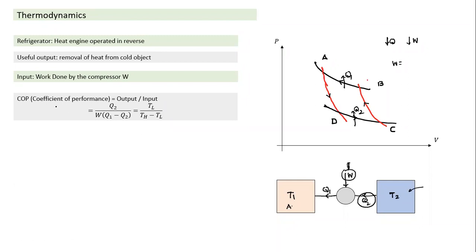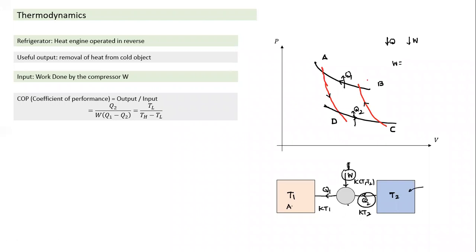So when we talk of a refrigerator, we don't talk of efficiency, we talk about coefficient of performance, which is output by input. Output is Q2, input is W. And if I put it in terms of temperature, this is proportional to K into T2. This is K into T1. And of course, this becomes equal to K into (T1 minus T2), the difference of the two.